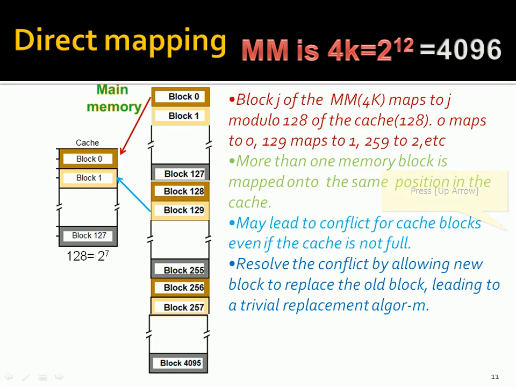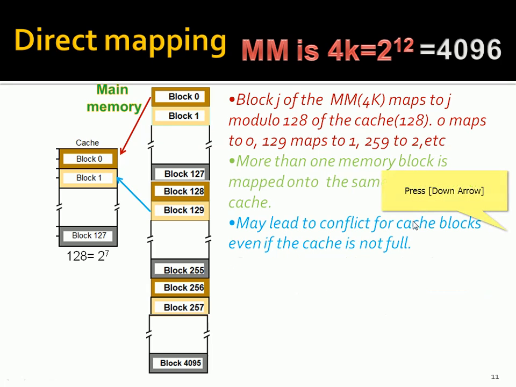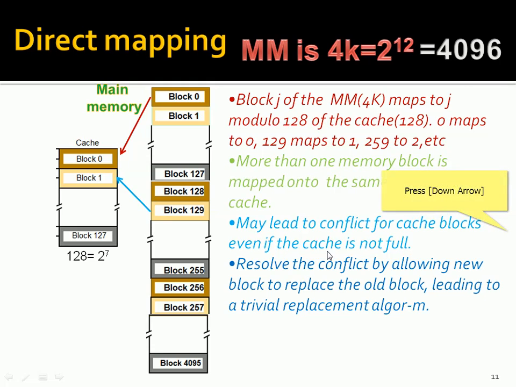So for the cache block, even if the cache is not full, there is a possibility of mapping to some already available block. Maybe. So we resolve the conflict by allowing the new block to replace the old block, leading to a trivial replacement algorithm.